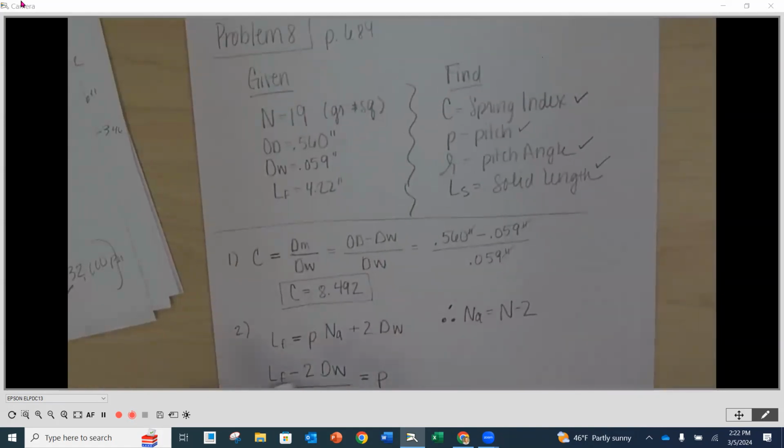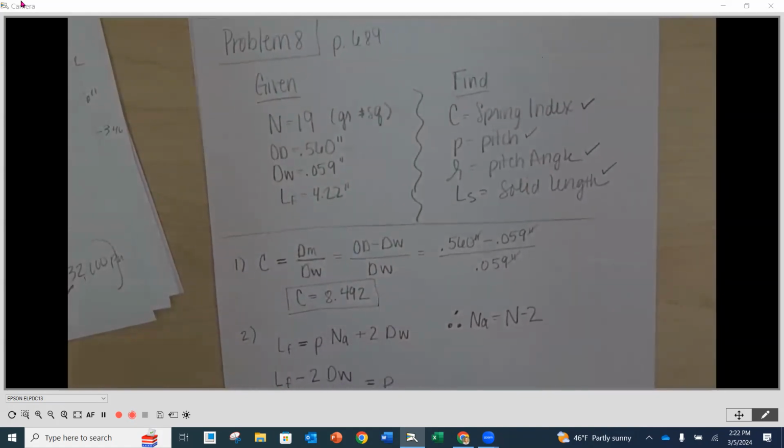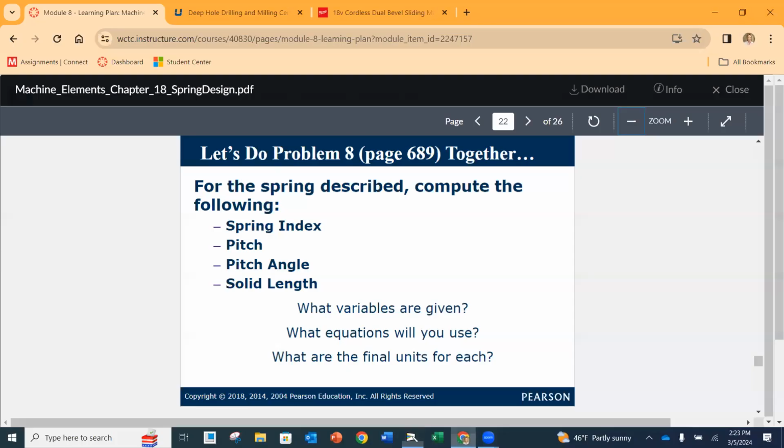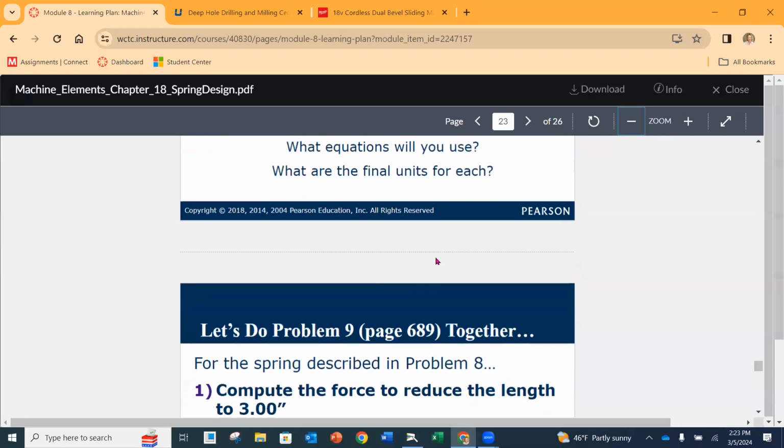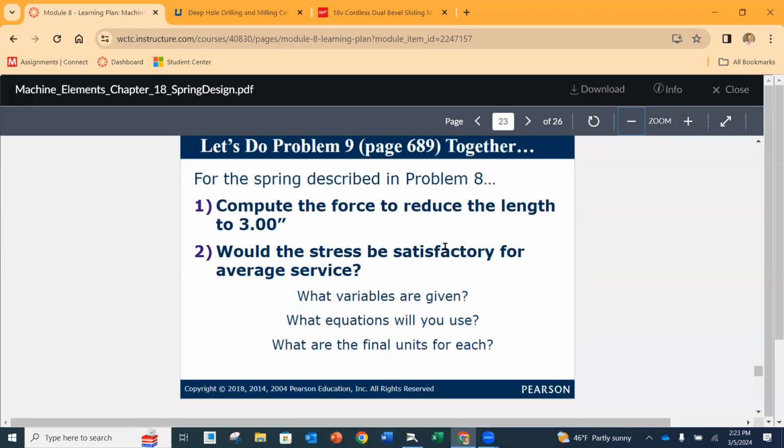Of problem number 8. Any questions on this one at all at this point? Okay, then let's move to problem number 9. It's a continuation of it, so I'm going to go back underneath and we're going to look to our next slide. Now our next slide builds on this very same problem. We want to compute the force to reduce the length to 3 inches.